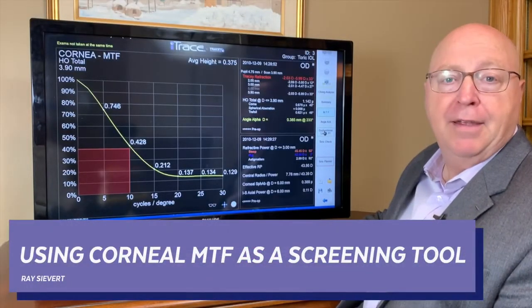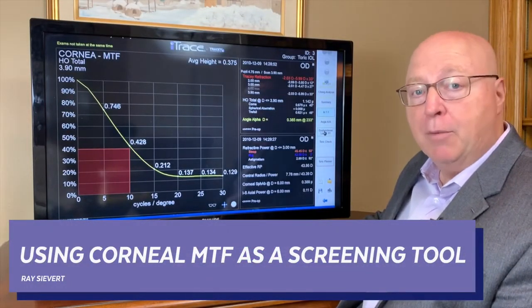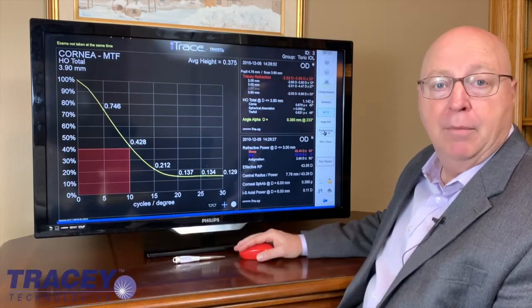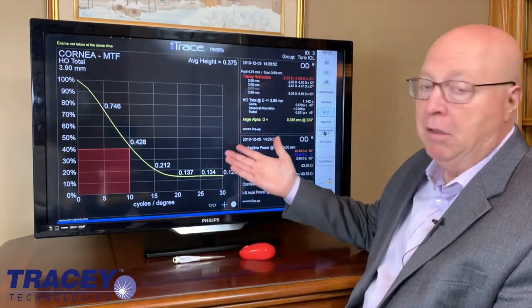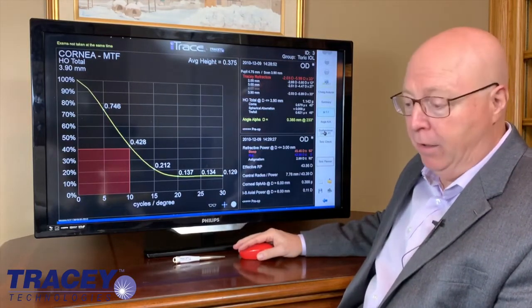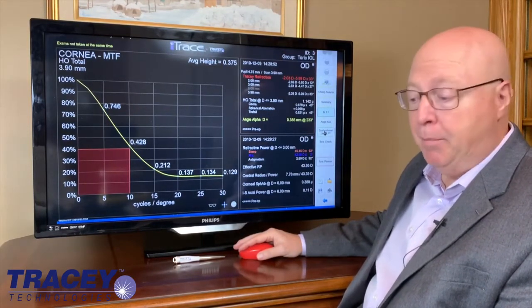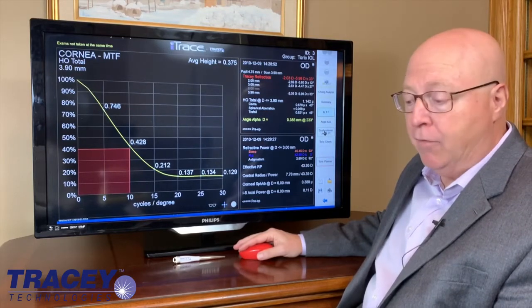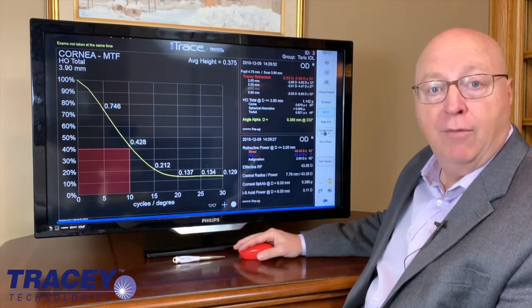Hi, I'm Ray Sievert with Tracy Technologies, and today we're talking about MTF, Modulation Transfer Function. What is it? Well, I'll fall back on a definition from Dr. Warren Hill, who says MTF is the ability to transfer contrast from the image viewed to the image formed.